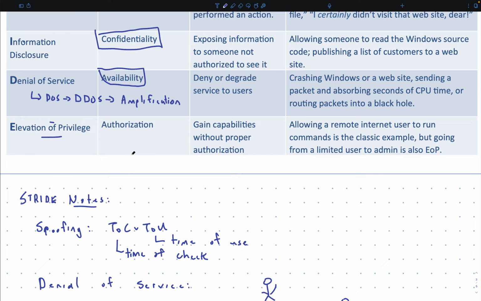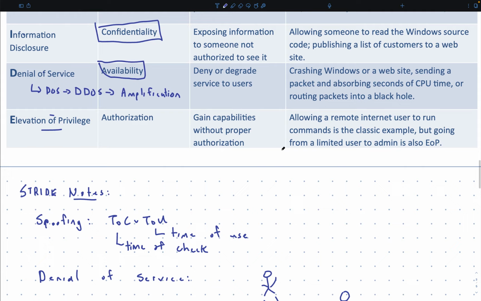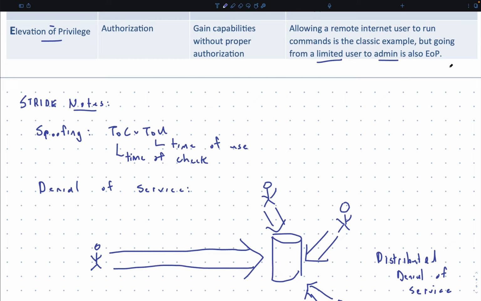Right. So anyway, those are all little sandboxes or containers, and escalation of privilege is breaking out of those containers. You're only privileged to do one thing, or you only have authorization to do a limited set of things. You find some vulnerability that lets you do more than you're authorized to do. We call that an escalation of privilege attack. So going from limited user to admin is escalation of privilege, that type of thing.